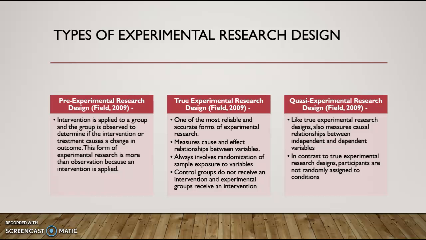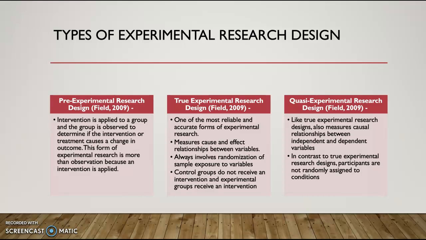There are a few types of experimental research designs. In a pre-experimental research design, an intervention is applied to a group, and the group is observed to determine if the intervention or treatment causes a change in outcome. This form of experimental research is more than observation because an intervention is applied.